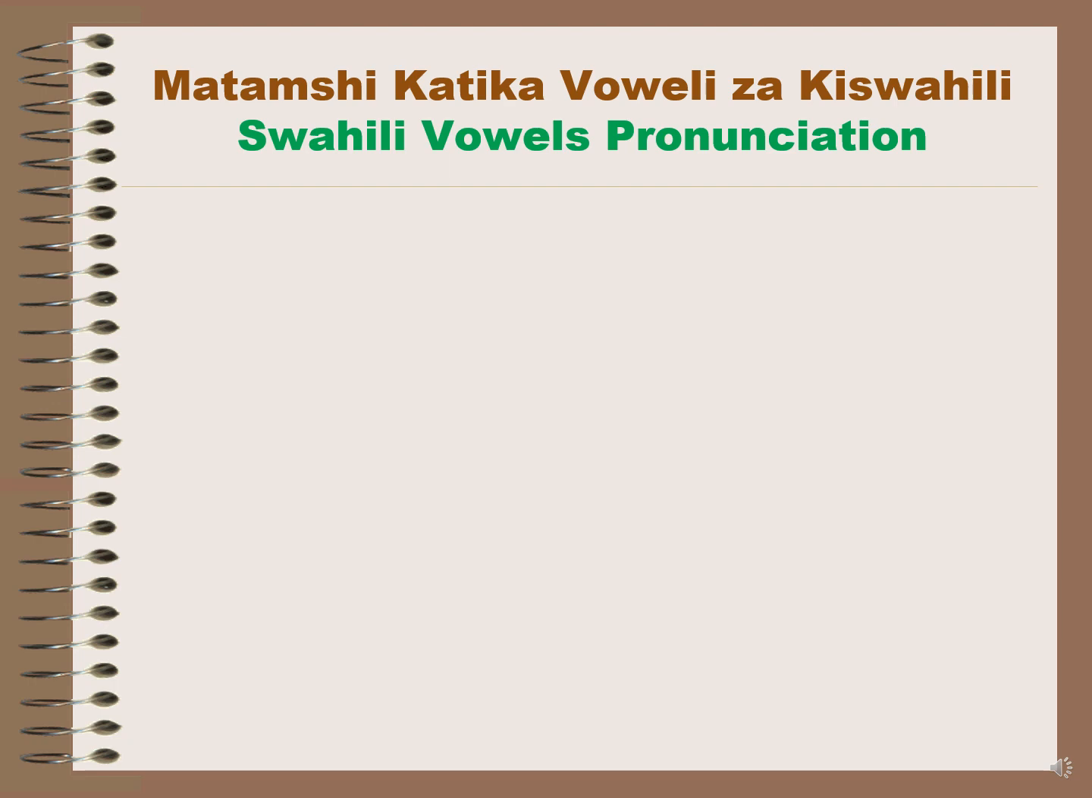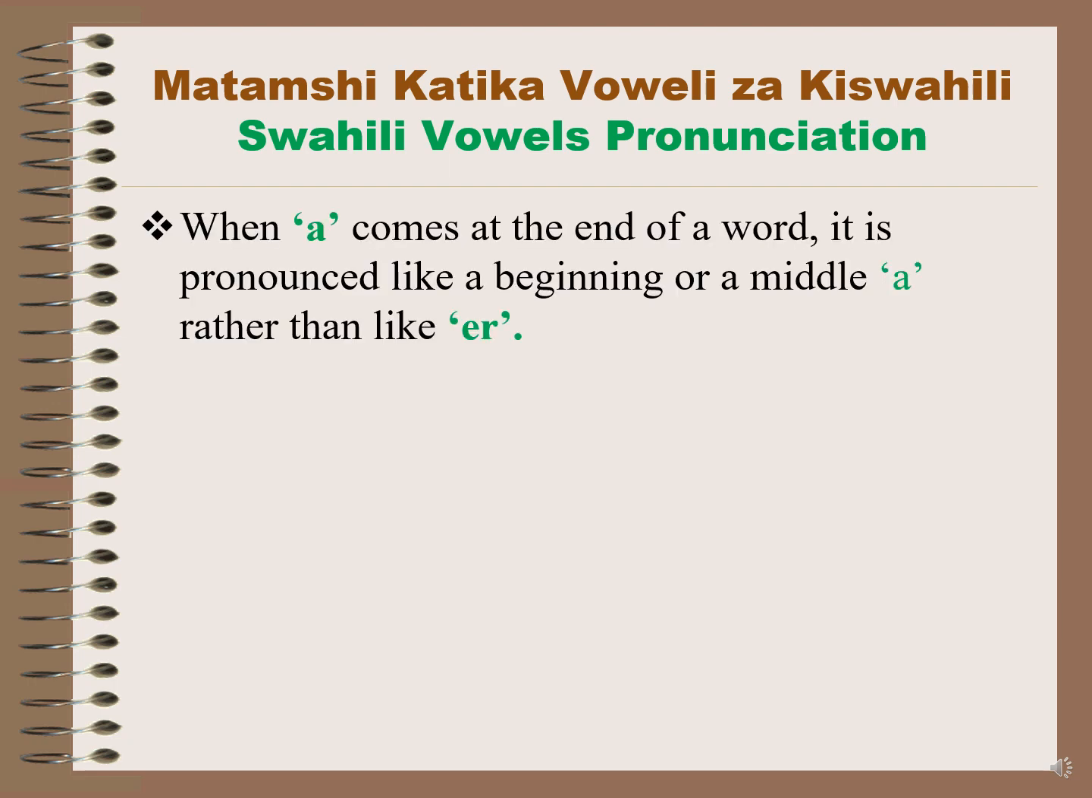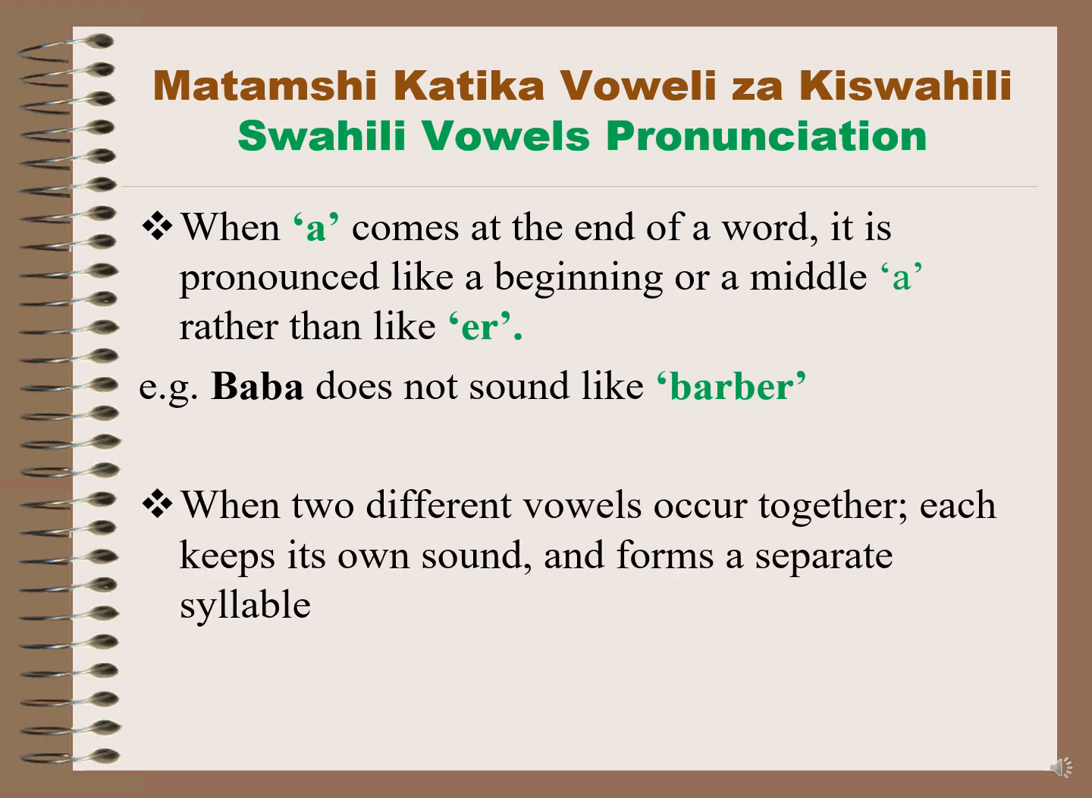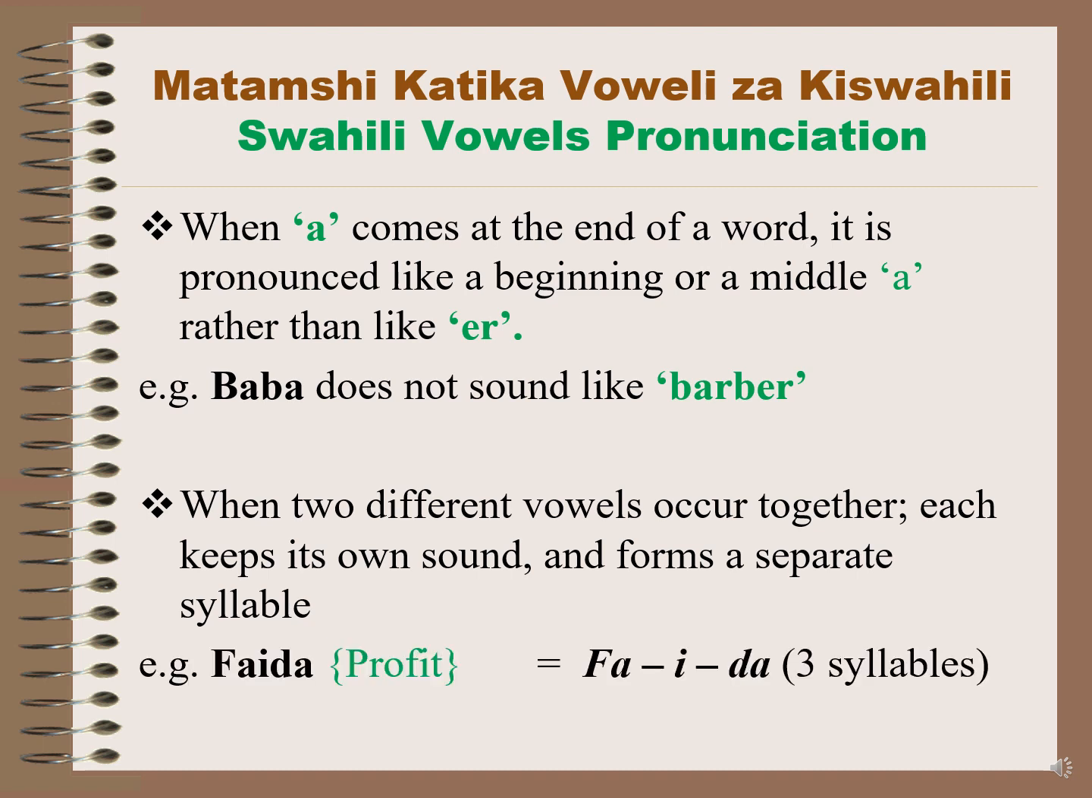Matamshi katika voweli za Kiswahili, Swahili vowels pronunciation. When A comes at the end of a word, it is pronounced like a beginning or a middle A, rather than like R. Baba does not sound like Barbara. It is baba. When 2 different vowels occur together, each keeps its own sound and forms a separate syllable.